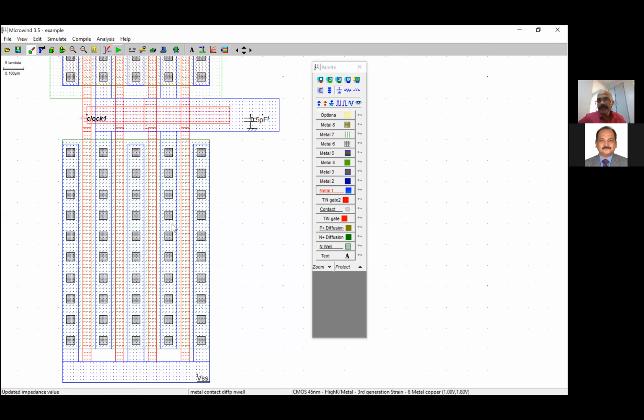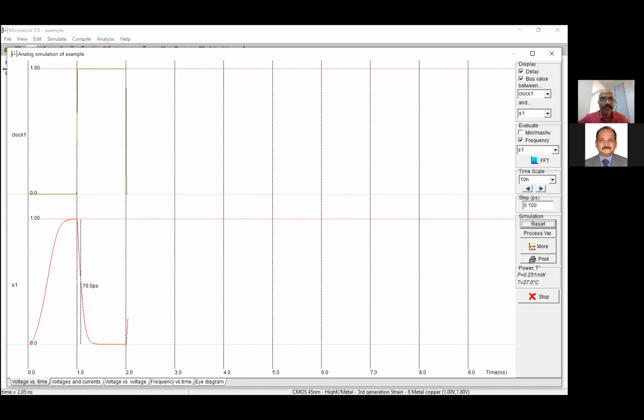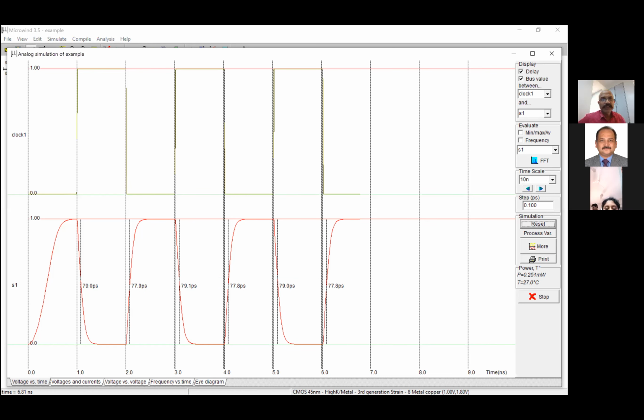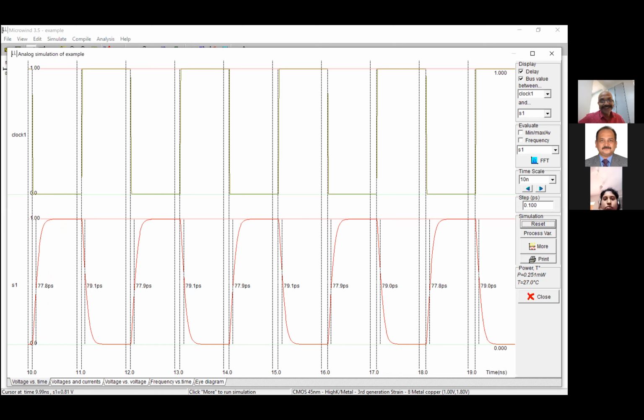Then I just change the color and I change the time scale. So here we can see that this is oscillating. I just check the frequency. So the frequency is 500 megahertz. So this can operate at 500 megahertz with a rise and fall time of less than 80 picoseconds. So I designed something better than what I wrote.